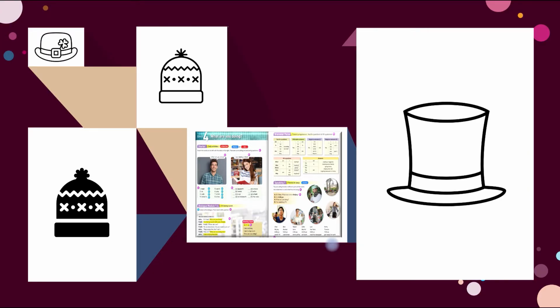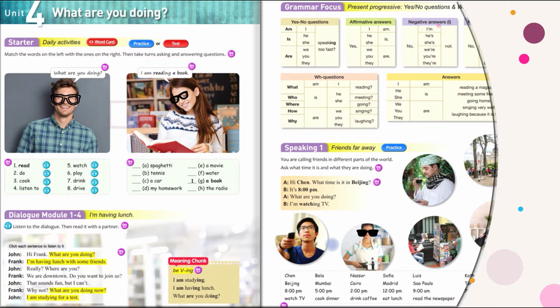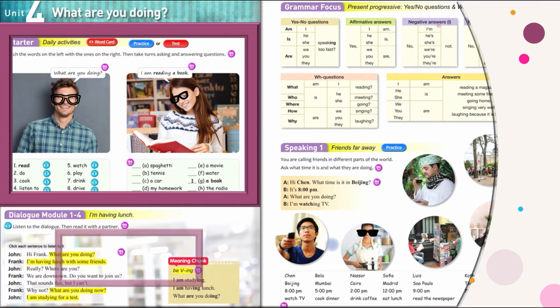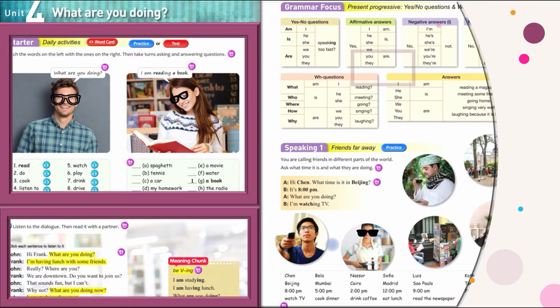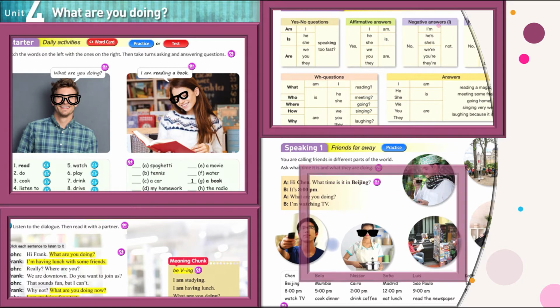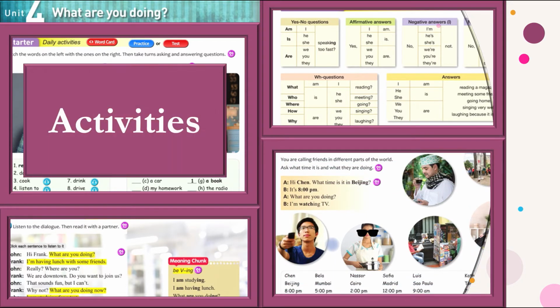And Unit 4 in the starter is looking at some of those activities. And in the dialogue, we're looking at using the grammar, doing. And in the grammar, we will talk about that. And in the speaking, we will practice. So Younghee, are you ready to talk about activities? Yes, I love my activities. Excellent. So let's dive into activities, daily activities.